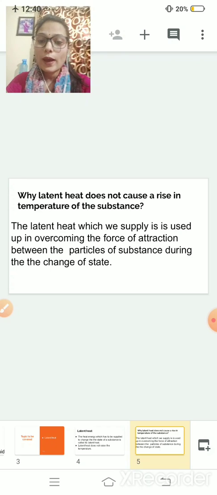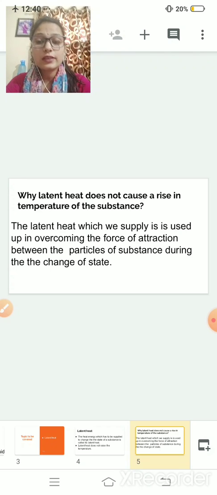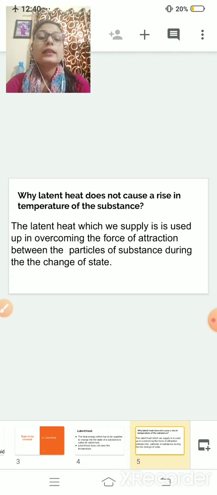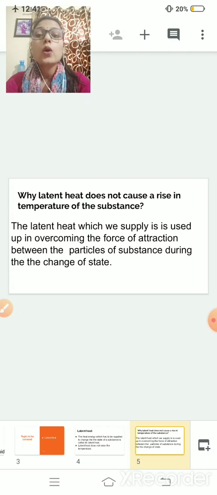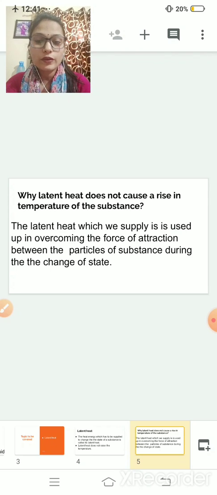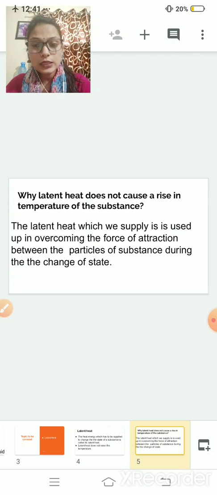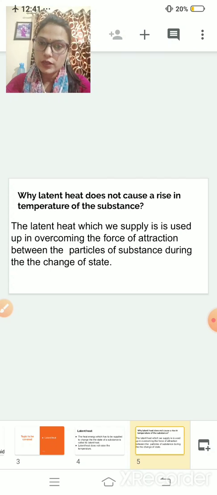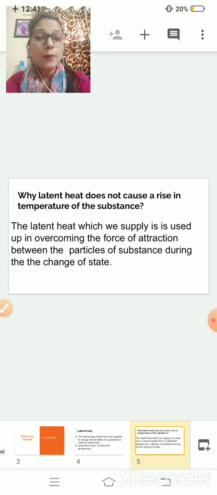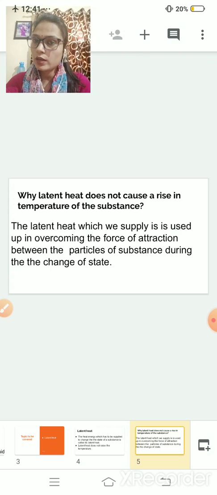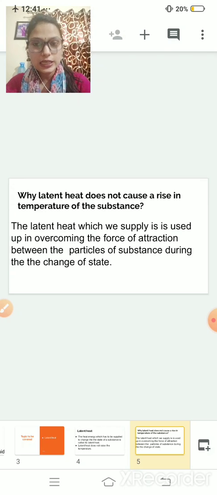So, latent heat does not cause a rise in temperature of the substance. The latent heat which we supply is used up in overcoming the force of attraction between the particles of the substance during the change of state. Clear?